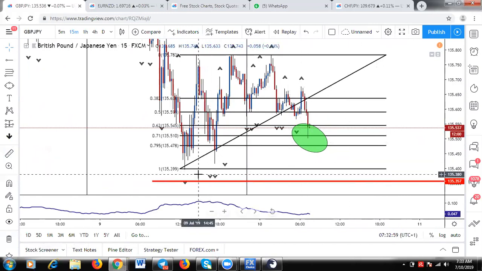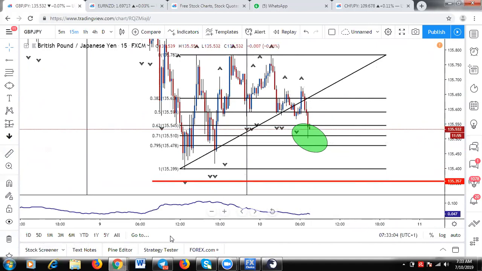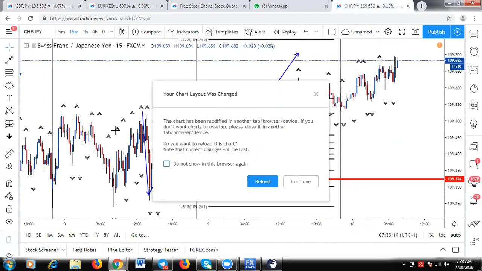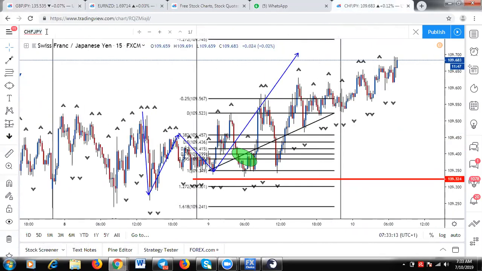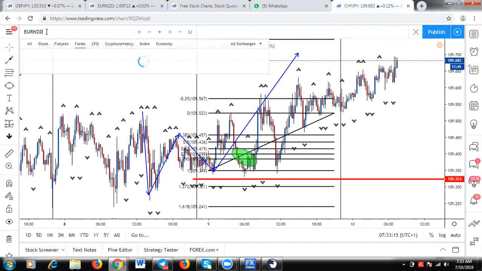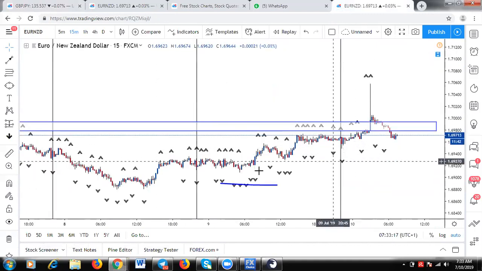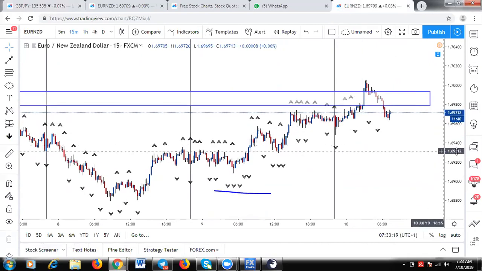All right, so guys, you can see this method is very, very easy and very effective. There's no support and resistance, there's no trend line and all that stuff. We're just following the market structure. I want to show you guys something, we got some very good trades on Euro NZD.